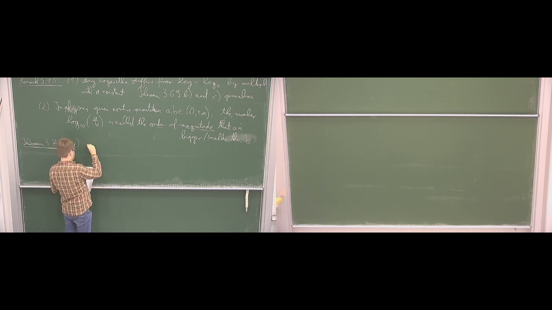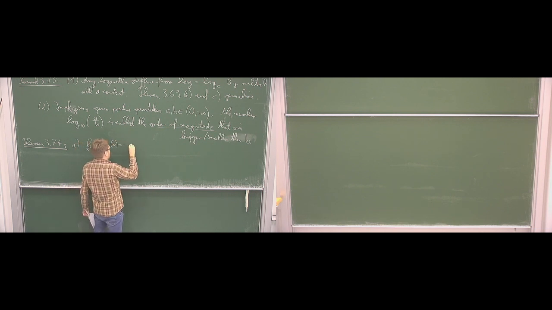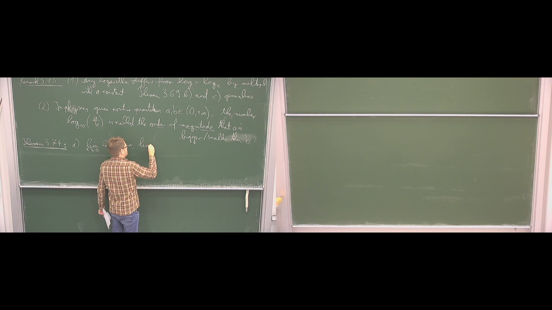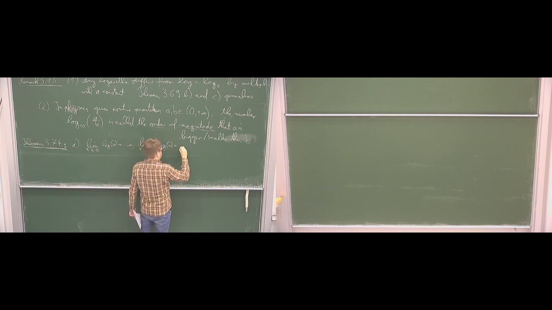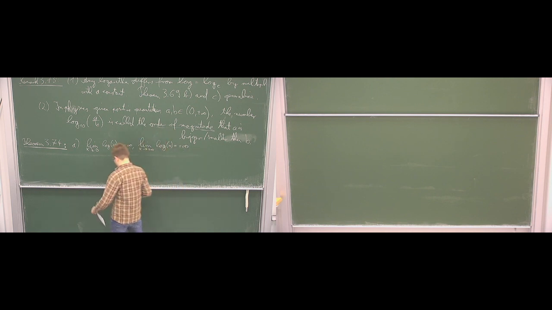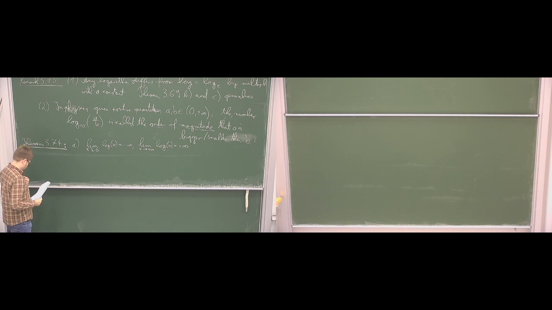First of all, we take the limit of the logarithm itself, and there we can easily see that the limit of log of x, as x goes down to zero from positive numbers, is minus infinity, and if we go to plus infinity with log x, we get plus infinity as the limit. So as an improper limit, to be precise.